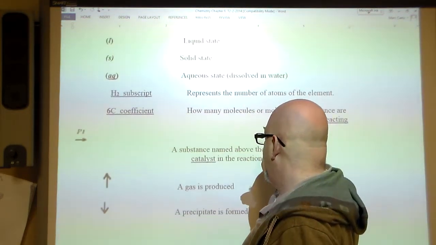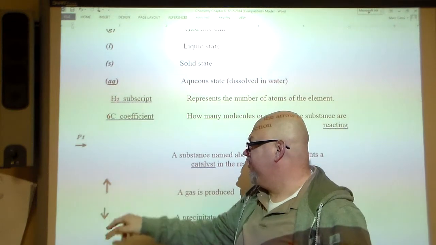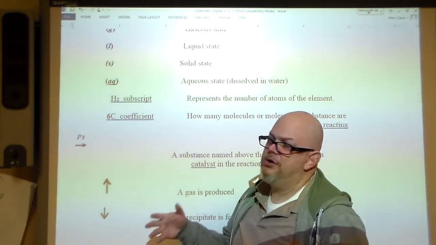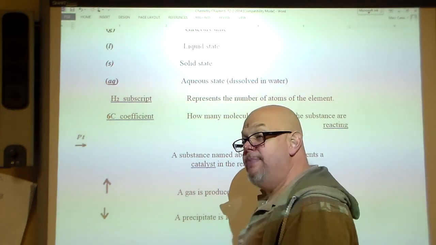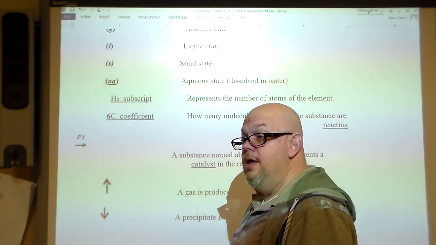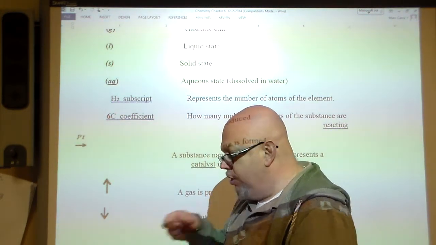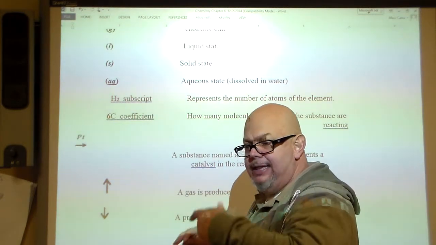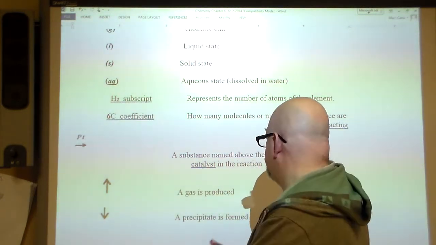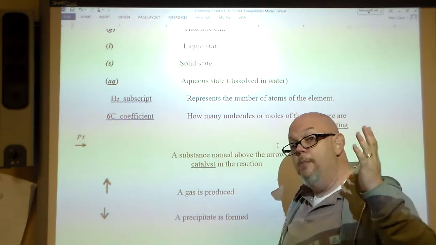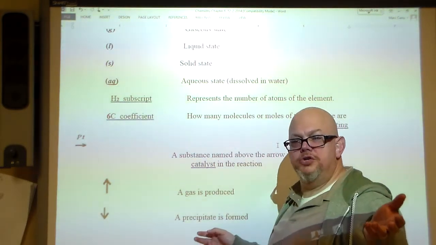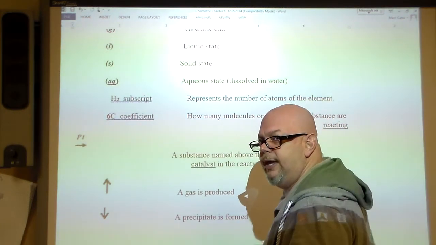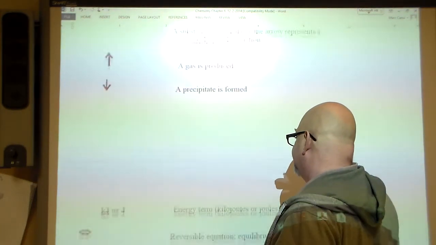A gas being produced, the arrow going up, the arrow going down, a precipitate, think a solid that's being formed like that lab that we did not so long ago before Christmas, where you were adding drops of different bottles to see what kind of a reaction you were going to get. If you had a positive reaction, you had a precipitate that formed and it probably turned milky white.